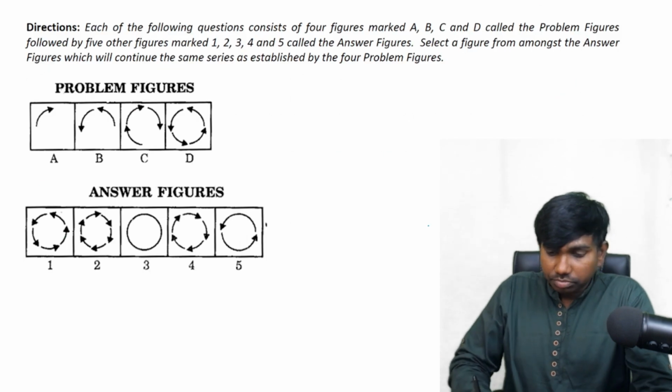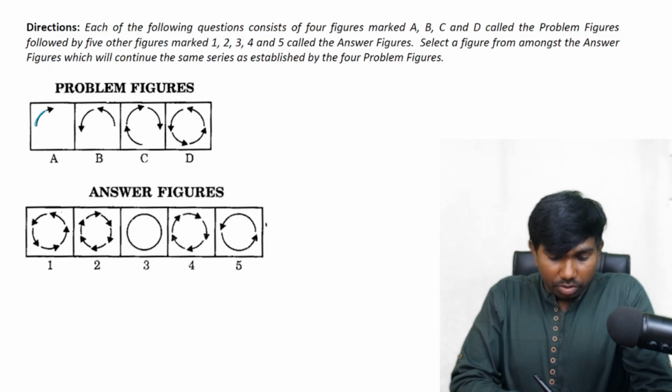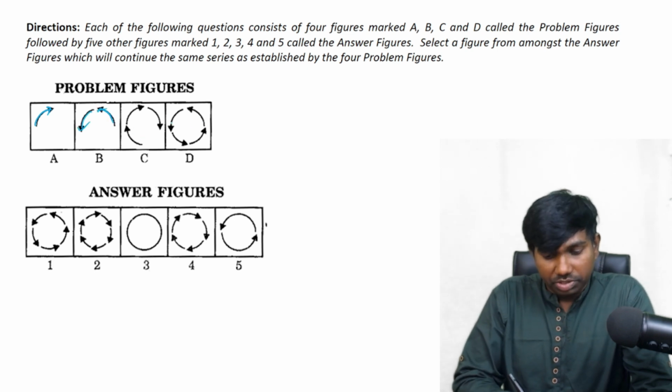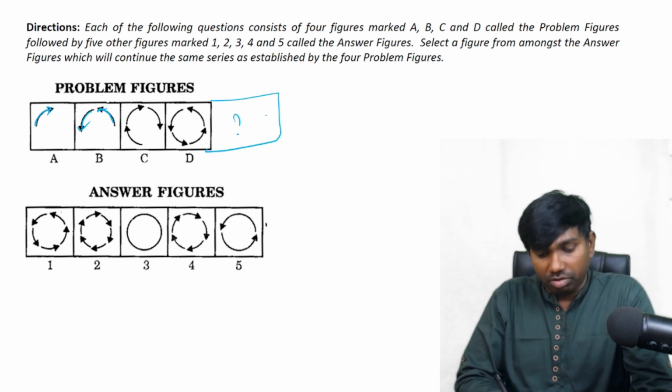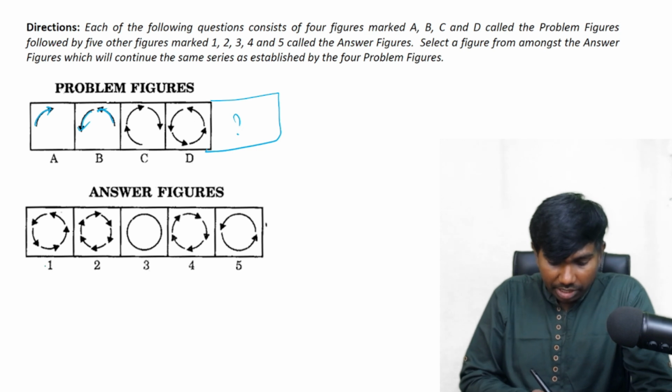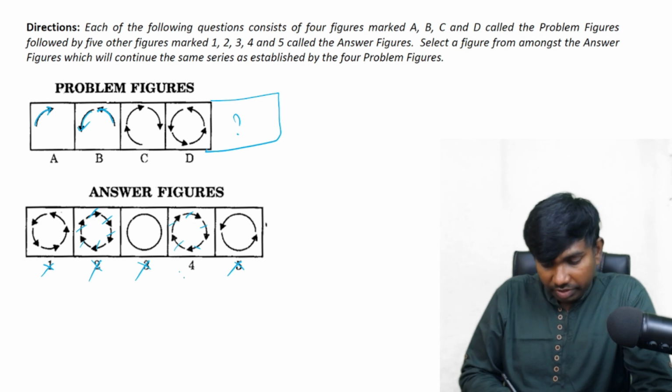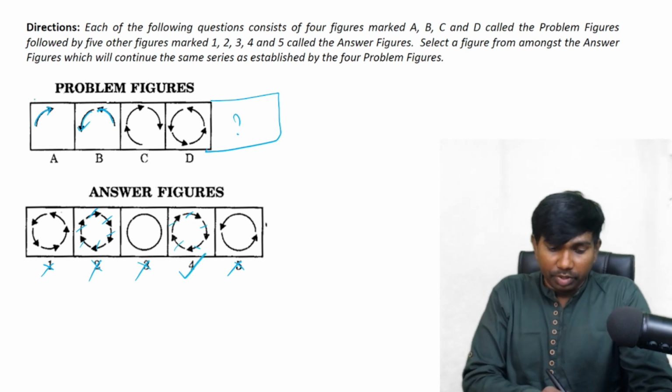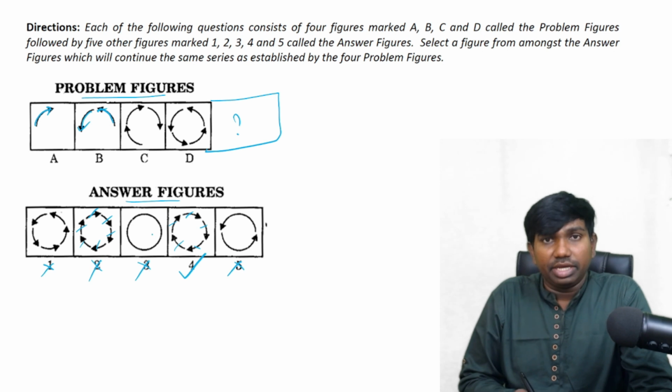First question. One arrow in clockwise direction, then 2 arrows anti-clockwise, again 3 arrows clockwise, 4 arrows anti-clockwise. That means our answer figure must be with 5 arrows in the clockwise direction. So this is anti-clock, leave this one. 6 arrows cannot be, there is no arrow here and there are only 2 arrows. If you count here, 1 2 3 4 5, so 5 arrows. This is the right option. Okay, so these are the problem figures and these are the answer figures.